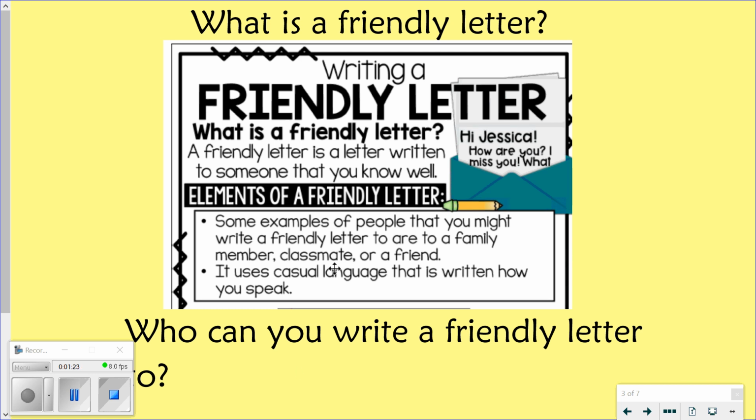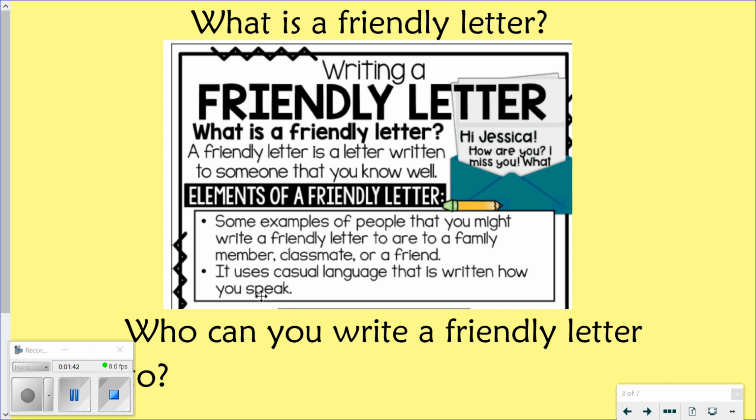And it uses casual language, kind of how you speak. So it's not very formal. It's used in a more informal way to just let your friends know what's going on, some things that are happening in your life. Maybe you want to tell them something super important, and those are some things you can include in your friendly letter.